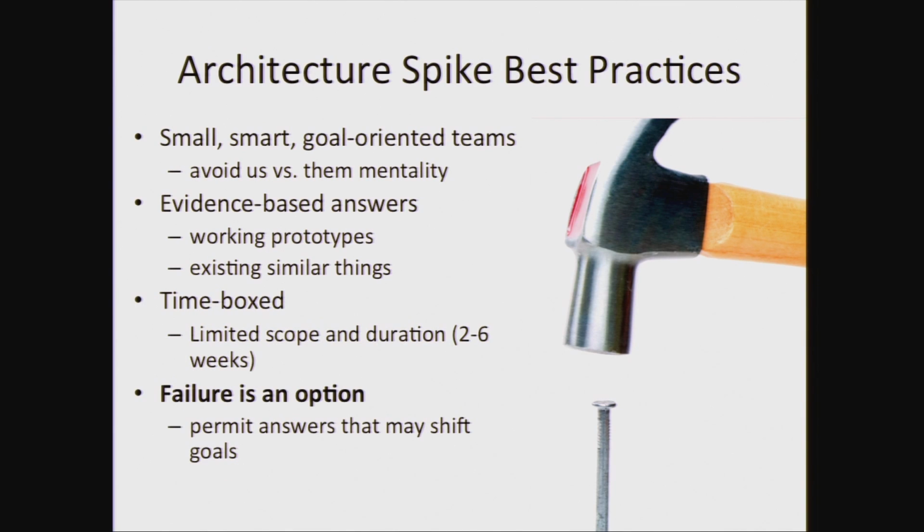Usually, architecture spikes are done by small teams, not ivory tower, and they produce evidence-based answers, time-boxed. The longest spike I've seen has been around 6 weeks. And what's interesting is, just like in XP design spikes, an architecture spike can fail too. Gee, we could do this technology, but you know what? It's really a stupid thing to do because it's going to cost us way too much. That's an acceptable answer as well.